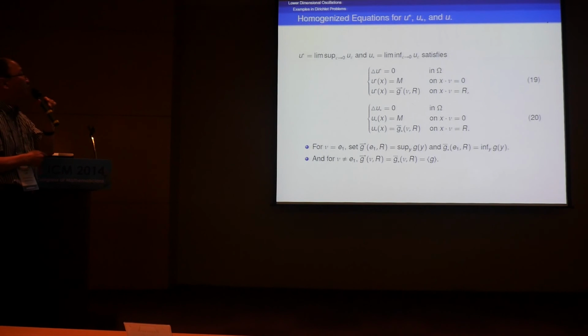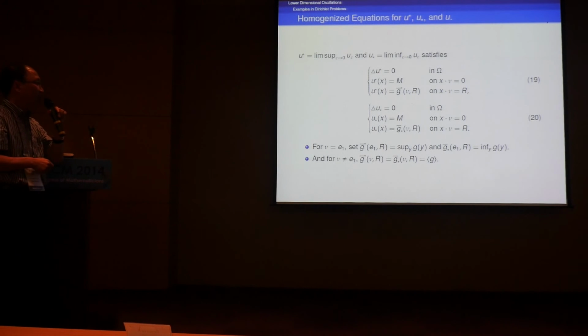And let's consider the homogenized equation. If you look at the limit sup and the limit inf, then it will have a certain effective boundary data right here. Since it's a limit sup, I denote it like this, and it is a limit inf, so I denote it like this. So the question is, what are the values?